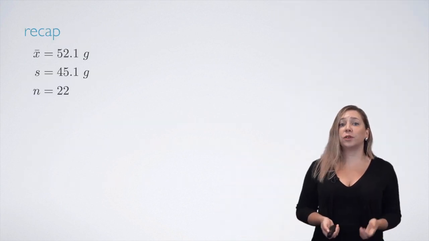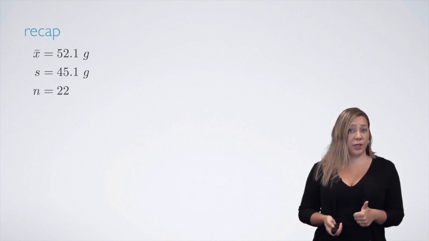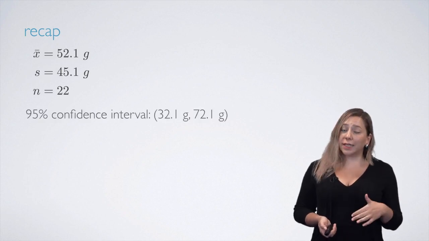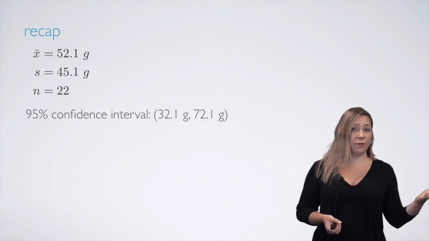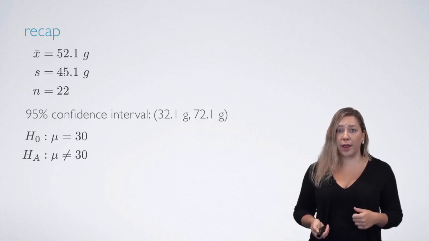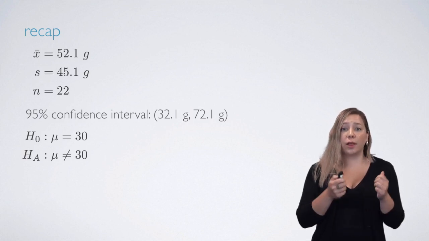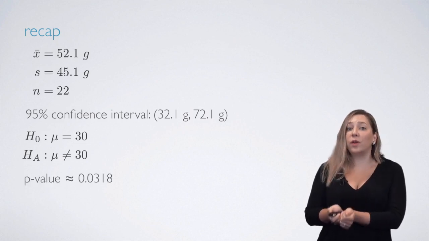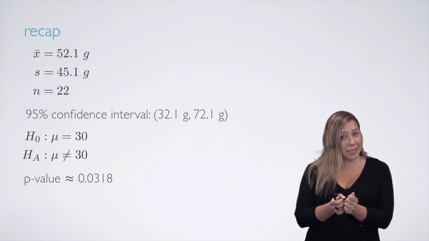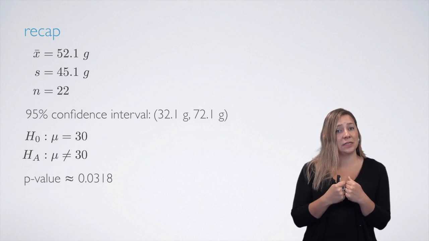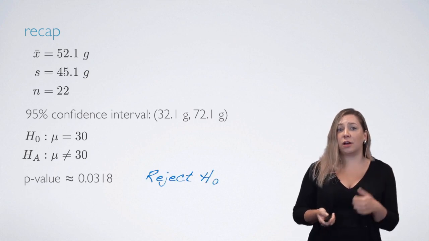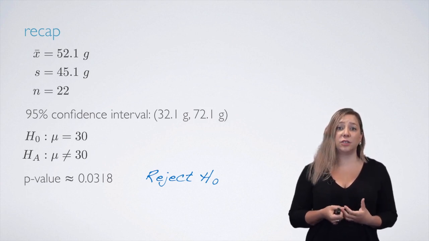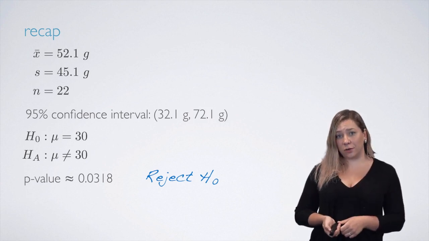So to recap, we focused on one group from the study that we were introduced to, the distracted eaters. We were provided some sample statistics on this group. We calculated a 95% confidence interval ranging from 32.1 to 72.1 grams. And then we did a hypothesis test where we compared how much these people ate to the suggested serving size. We found a p-value of approximately 3.18%, which is less than the standard significance level of 5%. So we rejected the null hypothesis and concluded that these data provide convincing evidence that distracted eaters consume an amount different than the suggested serving size.